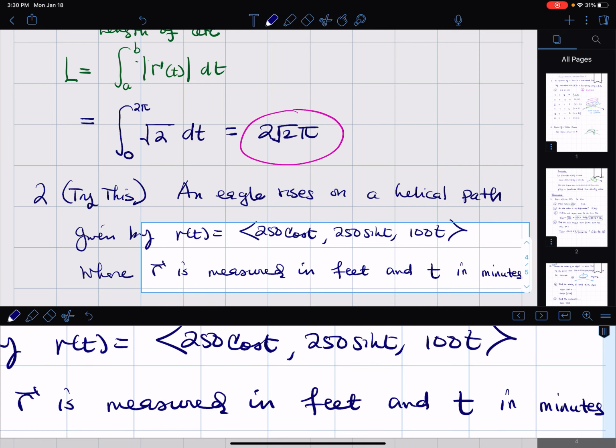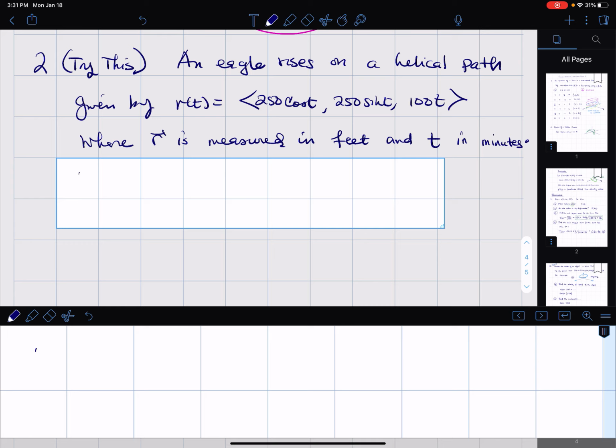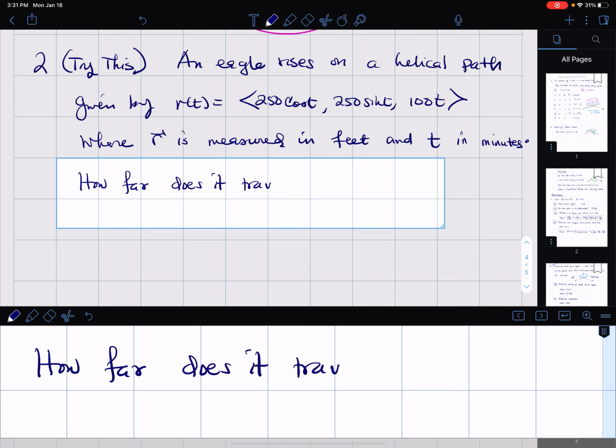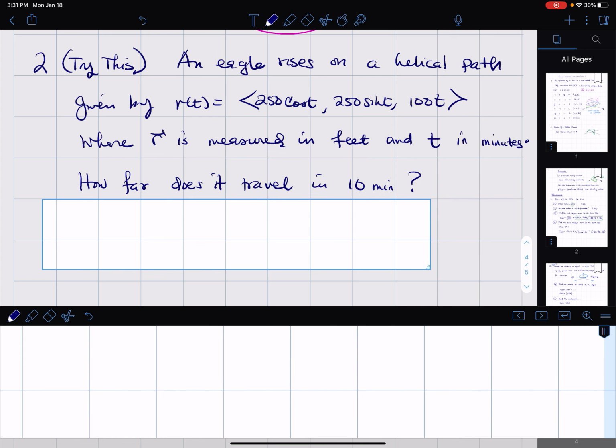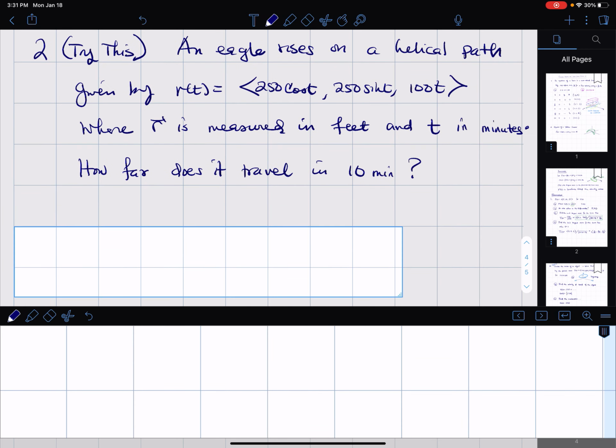Now the question is this: how far does it travel in 10 minutes? Okay, t is measured in minutes. So we're just going to be looking for the length of arc, and it's going to be an integral from t equals 0 to t equals 10. I want to see your answer. What did you get?